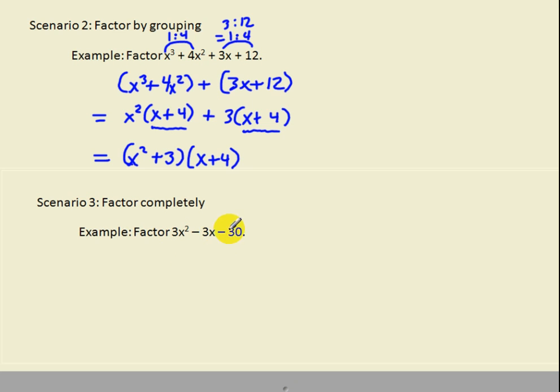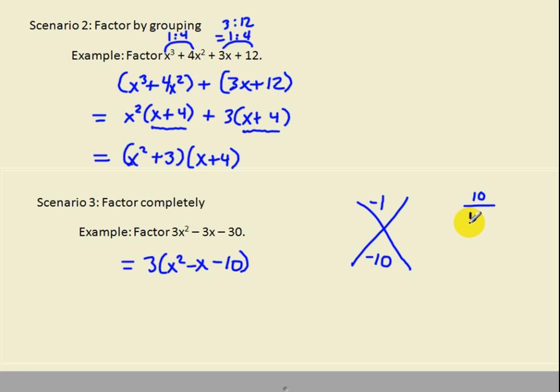So here notice that 3 goes into all of the coefficients here. So we can factor that out as 3 times x squared minus x minus 10. And then we need to check and see if this can be factored further. So if we look and we make an x here, we have a product of negative 10, a sum of negative 1. So we're looking for two numbers that multiply to 10 that have a difference of 1, because these are going to have opposite signs.